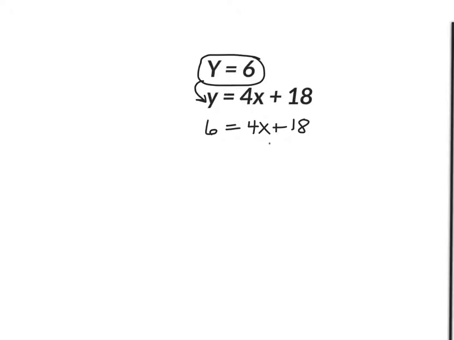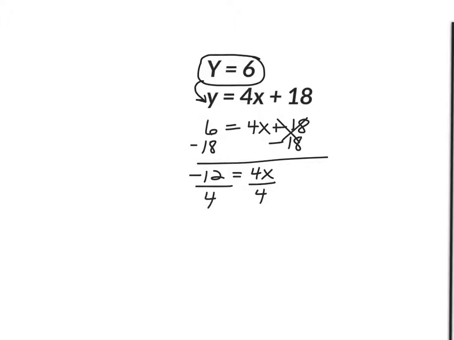What I'm going to do now is subtract 18. I want to get x by itself here. If I subtract 18, 6 minus 18 is negative 12, and that's going to equal 4x because these guys go away. Then I'm going to do the opposite here and divide by 4. And I get the value that x equals negative 3.